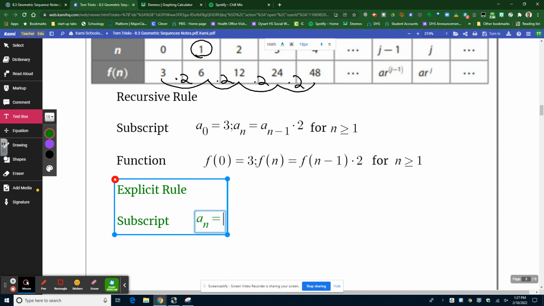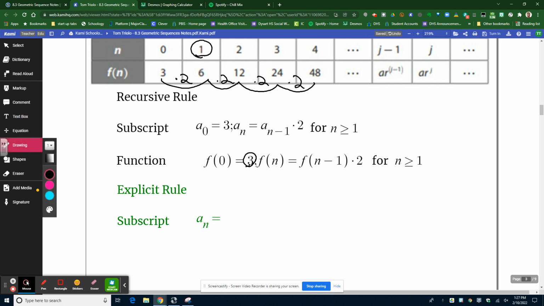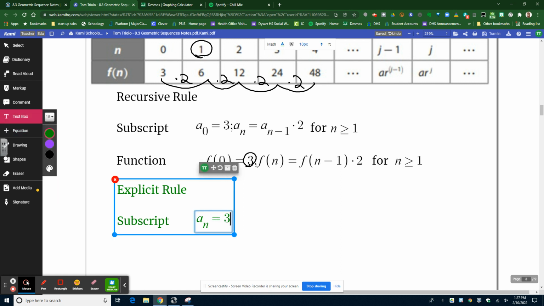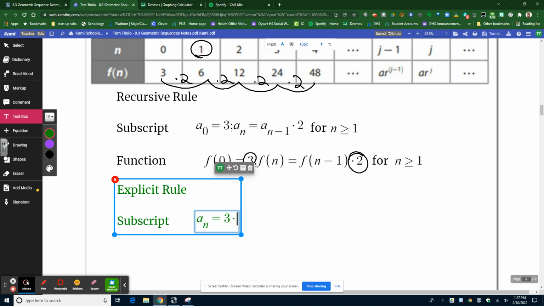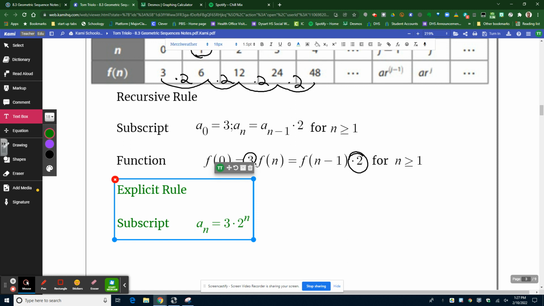A sub n equals my first number, which is from right here. That's my 3, times my common ratio, which is right there. That's my 2, raised to the power of just n. Just like we had for arithmetic sequences, when my first term in the sequence is the 0th term, I don't need n minus 1. But if it was anything besides that, I would. So that's subscript notation, function notation, same idea.